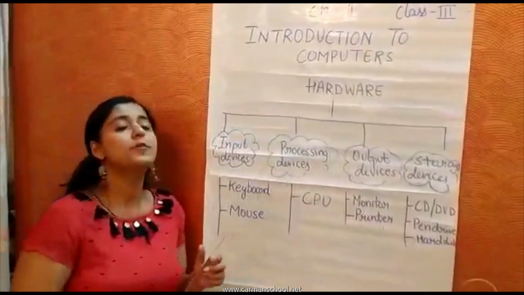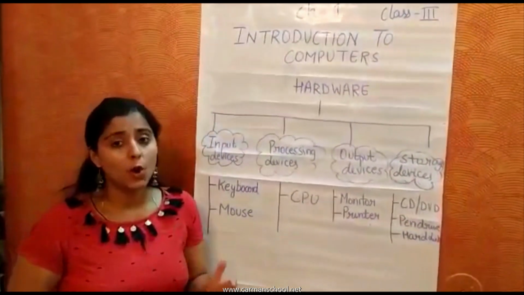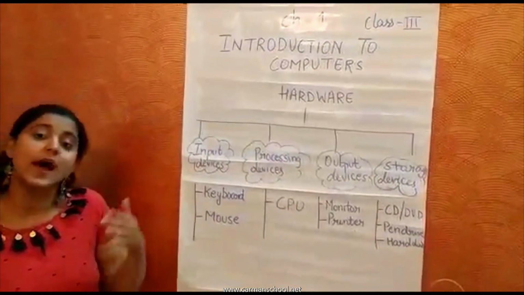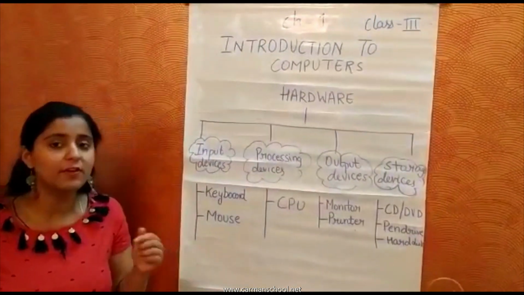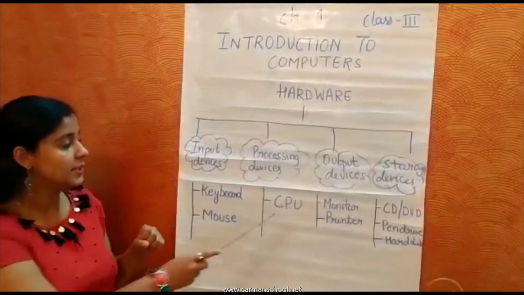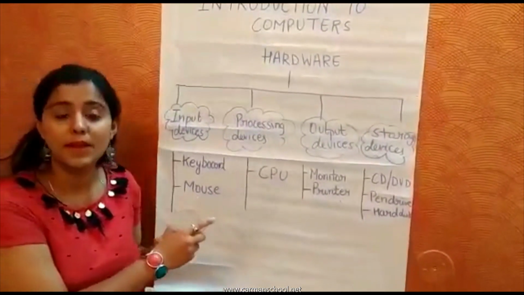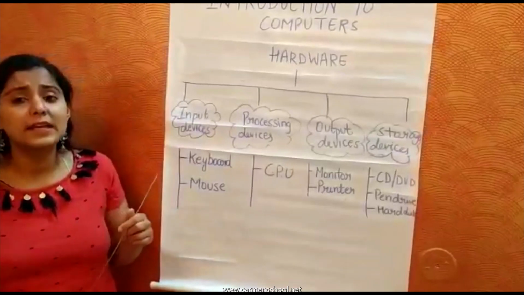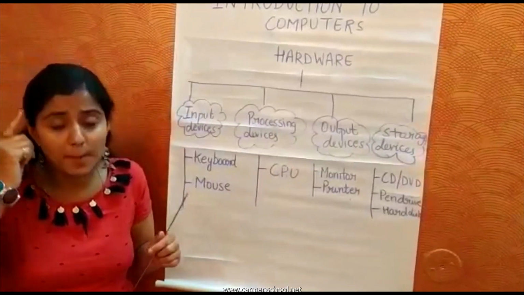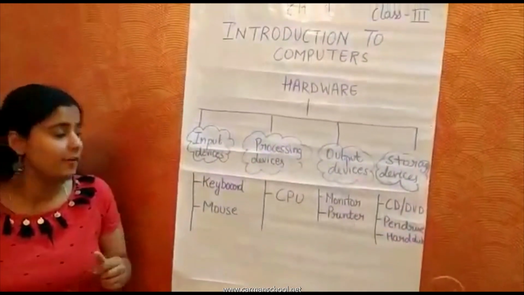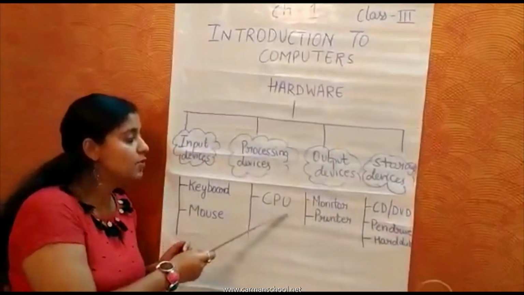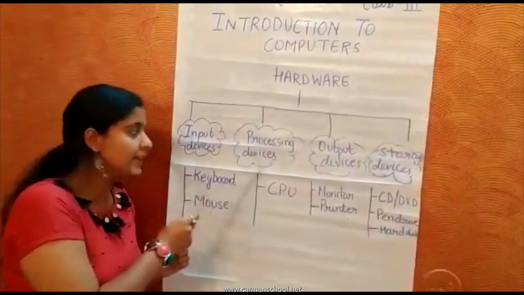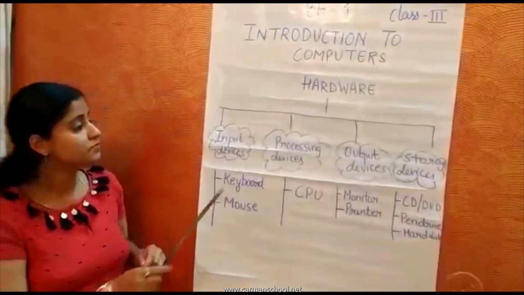Second comes your processing device. As we have a brain, our computer also has a brain, right children? So, the CPU is the brain of the computer. All the mathematical calculations are done inside the brain of the computer, right children? So, the CPU is a processing device.